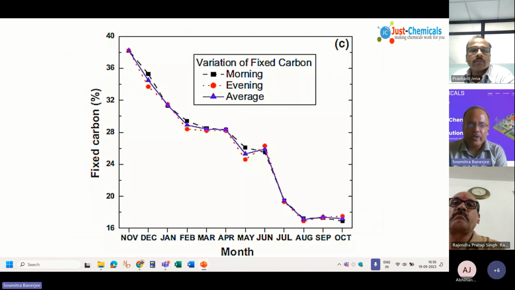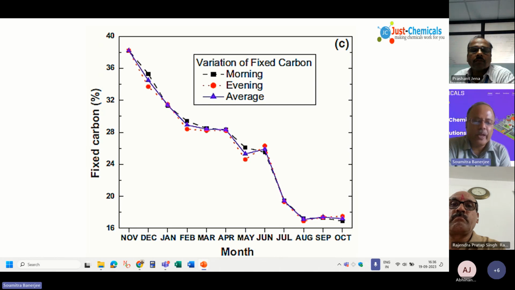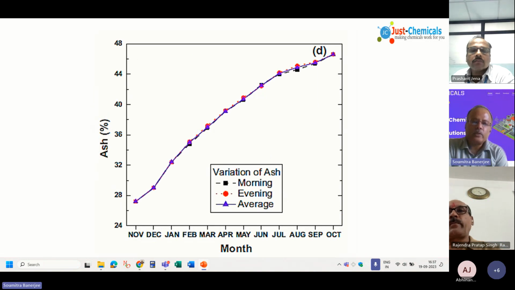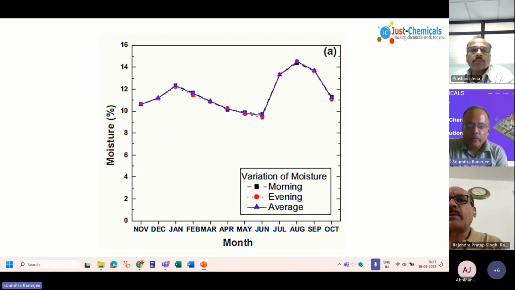This is the fixed carbon, the variation in the fixed carbon for the year, how steep it was, and then in the month of May it reduced a little bit because of different temperature aspects, and then again it went down. And you see, this is the ash percentage, which went on increasing. The moisture percentage varied with the moisture in the environment.